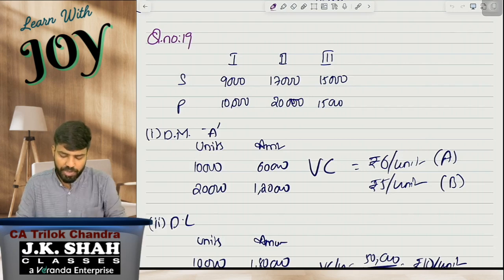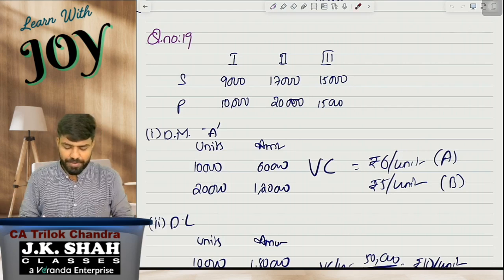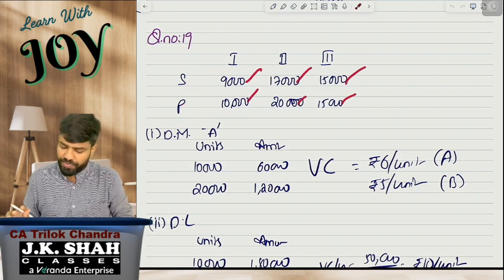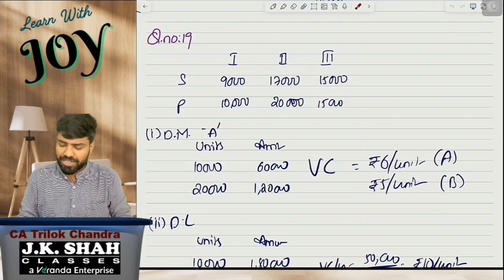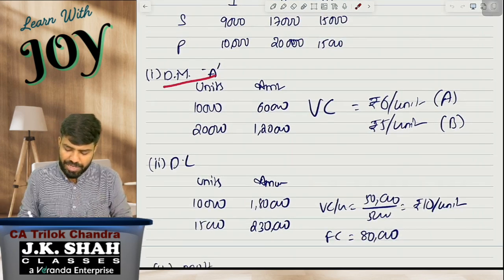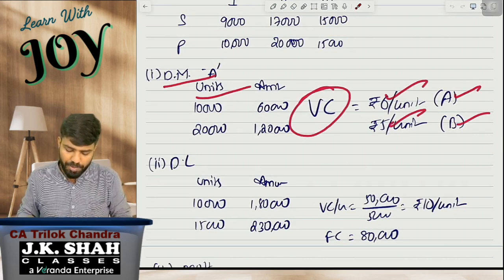Okay. Now look here. I have written the solution for all these things. First, sales and production: first quarter 9,000 and 10,000, second quarter 17,000 and 20,000, third quarter 15,000 and 15,000. Now, in the fourth quarter, production and sales will be the same. Direct material consumed, both are variable costs, 6 rupees and 5 rupees. So A and B both are variable costs.